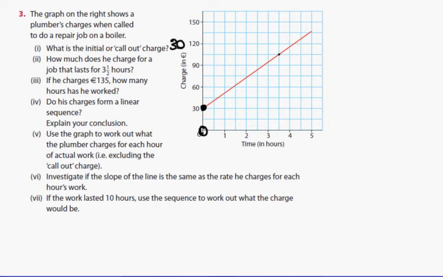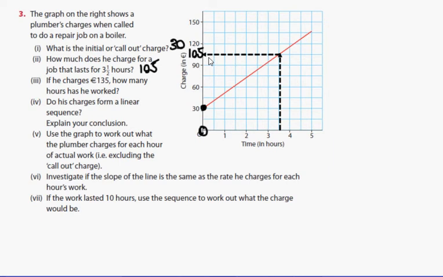If your job lasts 3.5 hours, you need to go up to 3.5 hours. You go all the way across until it hits the line. Then you go all the way across here. It lies halfway between 90 and 120. What's halfway between 90 and 120? If two blocks is worth 30, how much is one block worth? If two blocks is worth 30, one block is worth 15, so it's 105. Okay.